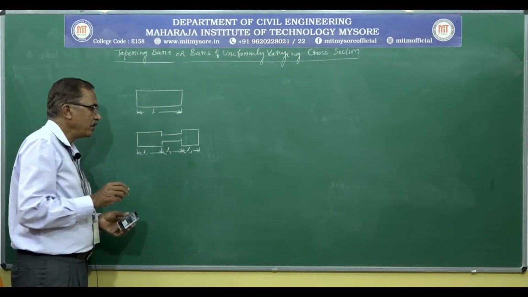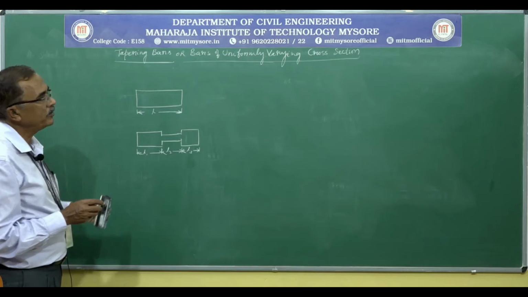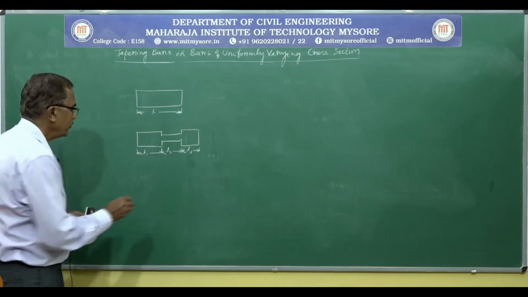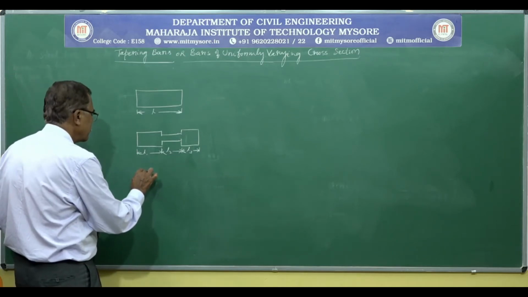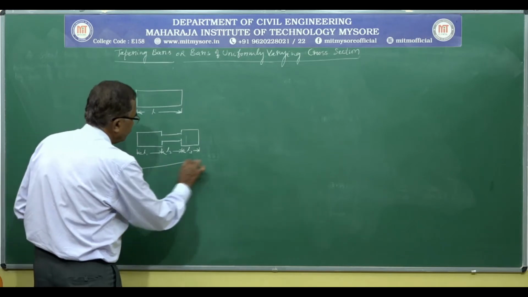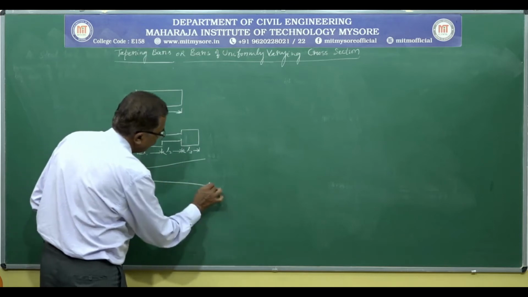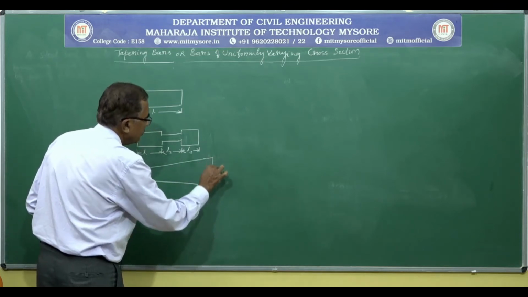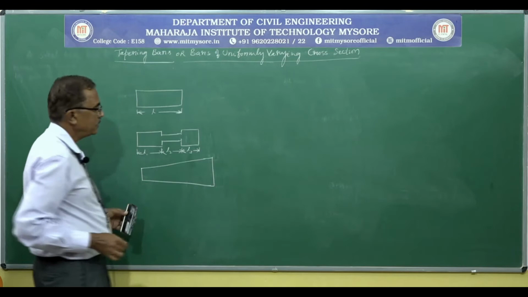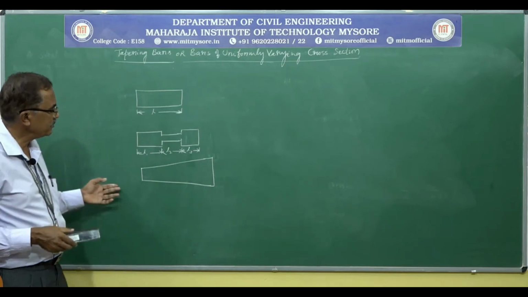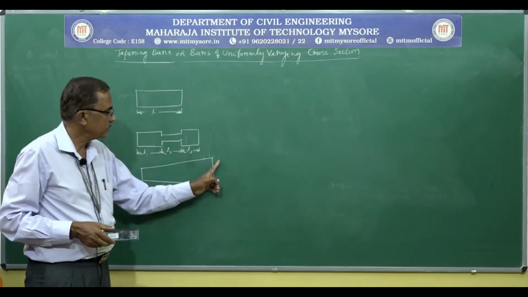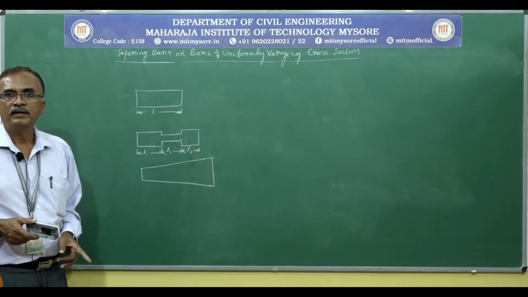In practice we may also come across bars of uniformly varying cross section. Bar of uniformly varying cross section means the cross sections will be like this, whose one section is with a constant dimension, and it varies uniformly from one cross section to the other cross section.